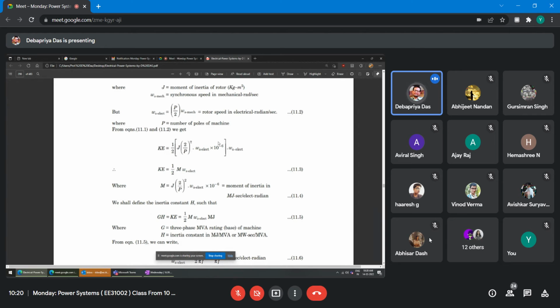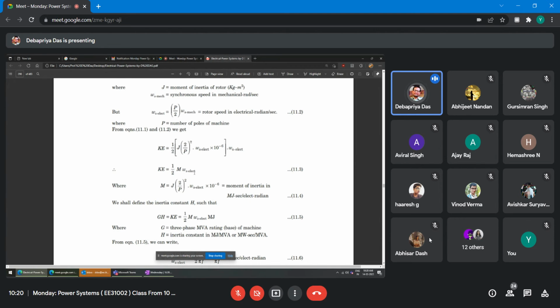It is omega s electrical square, and it is omega s electrical into 10 to the minus 6 into omega s electrical, right? And this bracket portion we define as M. M is equal to J into 2 by P square into omega s electrical into 10 to the power minus 6. This we also define as moment of inertia in megajoule second per electrical radian. This way we define. That is your M. That means kinetic energy will be half M into omega s electrical.